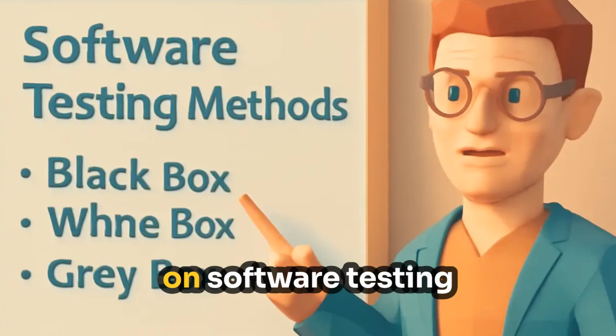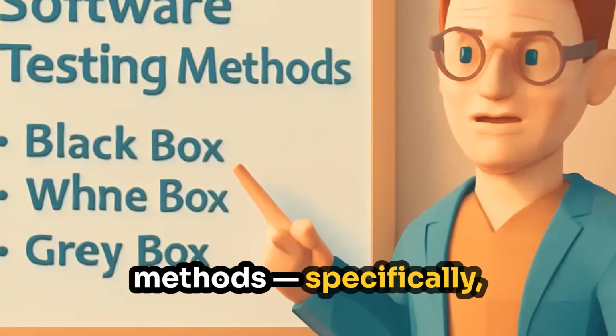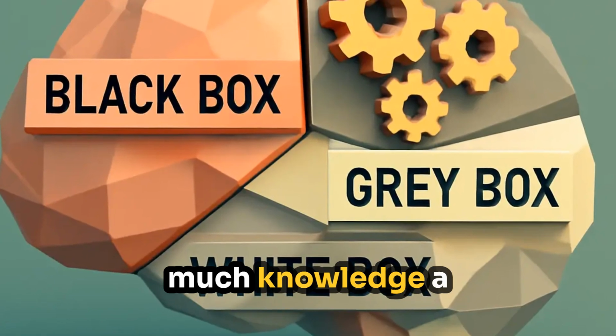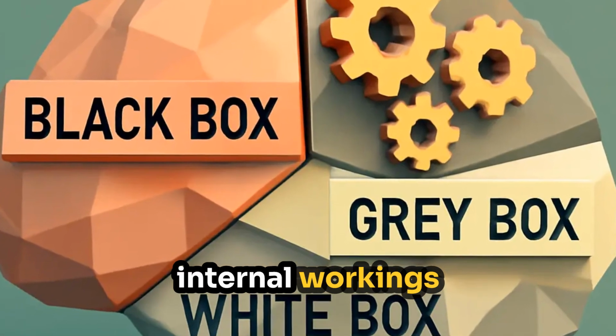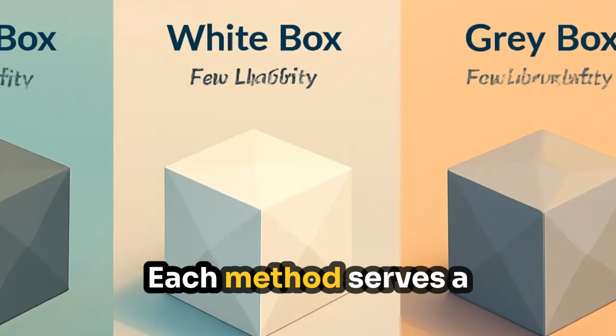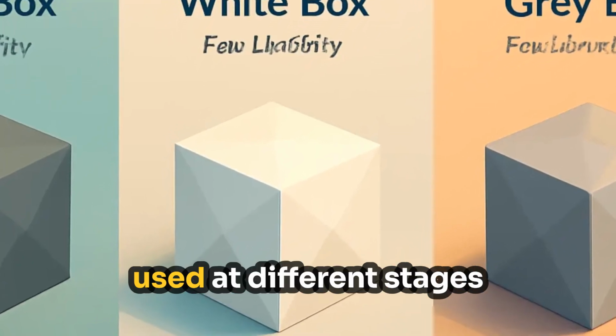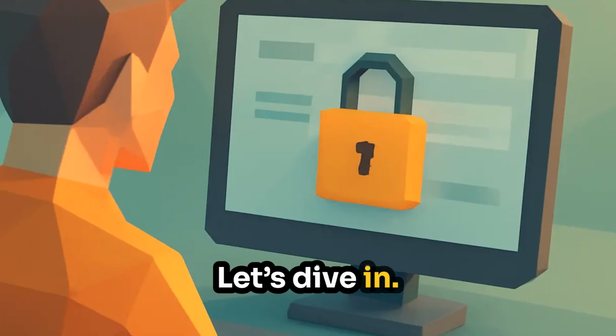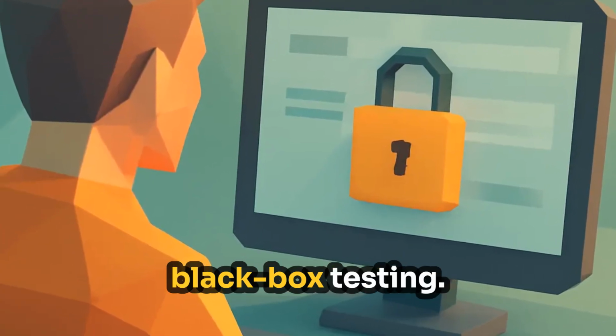Welcome to this session on software testing methods, specifically black box, white box, and gray box testing. These methods are defined by how much knowledge a tester has about the internal workings of the application. Each method serves a unique purpose and is used at different stages of the testing lifecycle. Let's dive in. First, let's talk about black box testing.